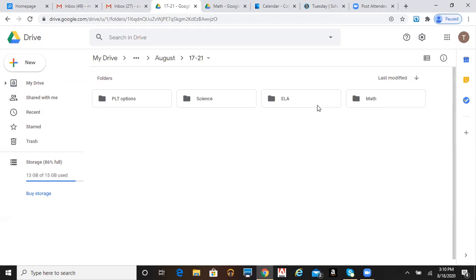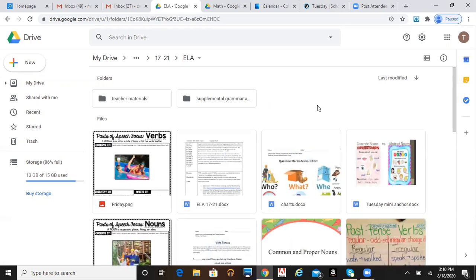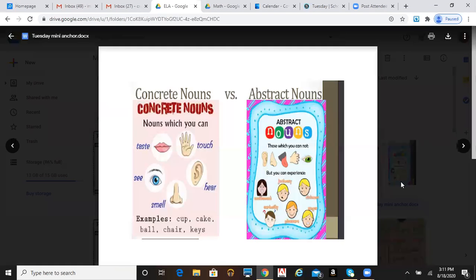Now, with proper nouns, they name a specific thing. So, for example, if I say that a common noun is girl, a proper noun for a girl could be Anne, because her name is Anne. Or for a boy, it could be Joe. And even with a place, Walmart, Target, Chick-fil-A are examples of proper nouns.